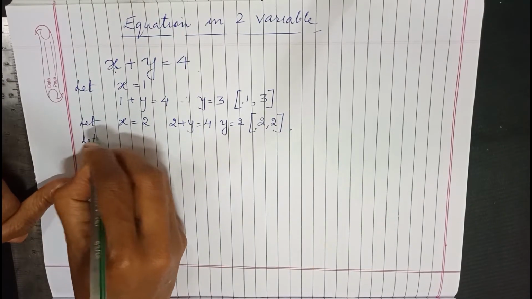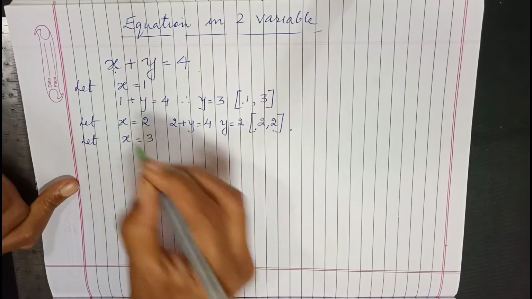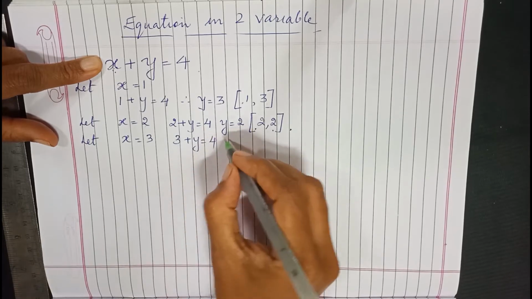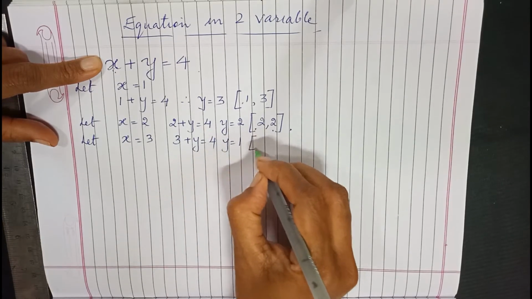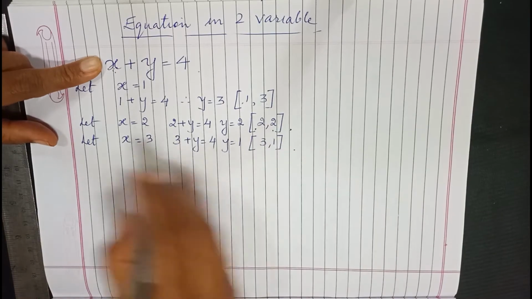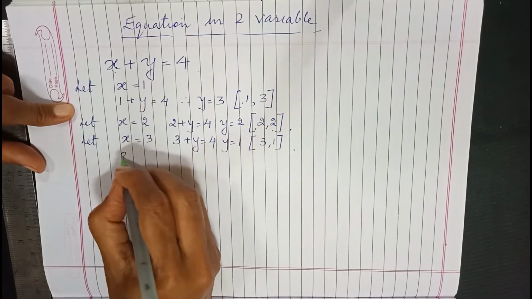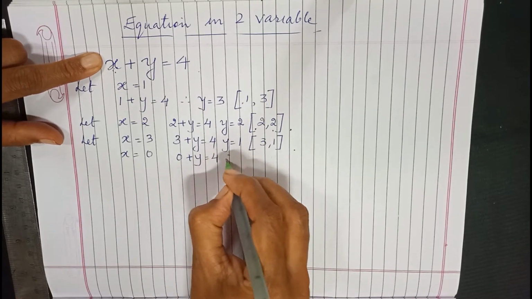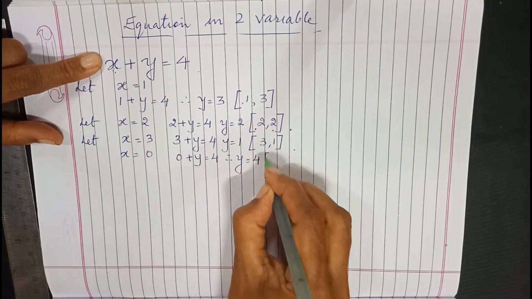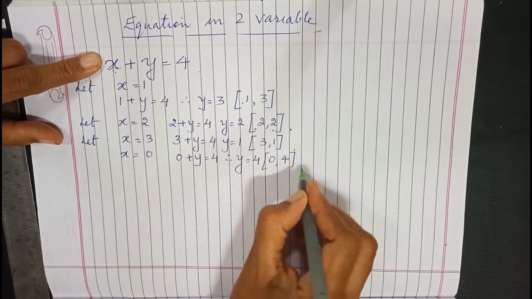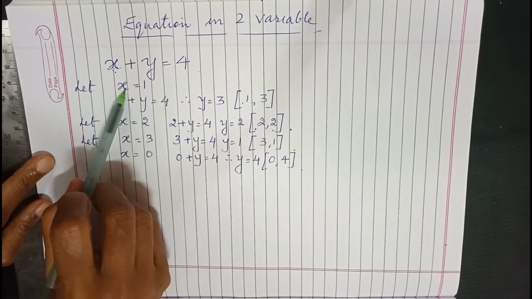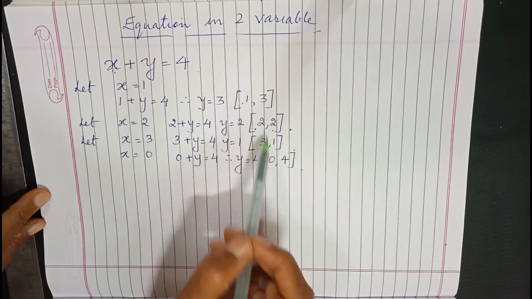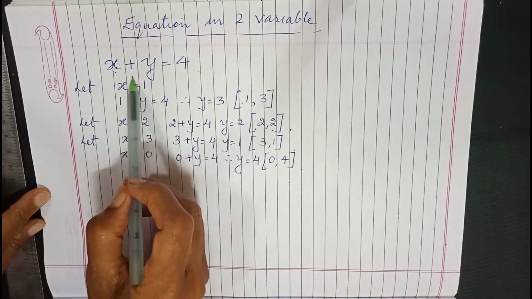Again, you can assume, let us say, x is equal to 3. Substitute this value here. So what we get is 3 plus y is equal to 4. Therefore, y is equal to 1. So we get another solution for the same equation, that is 3 comma 1. We can even assume x is equal to 0. So what we get is 0 plus y is equal to 4. Therefore, y is equal to 4. So the solution that we get is 0 comma 4. So you can see as the value of the first variable is changing, the value of the second variable also changes. So we get multiple solutions for the same equation, right?